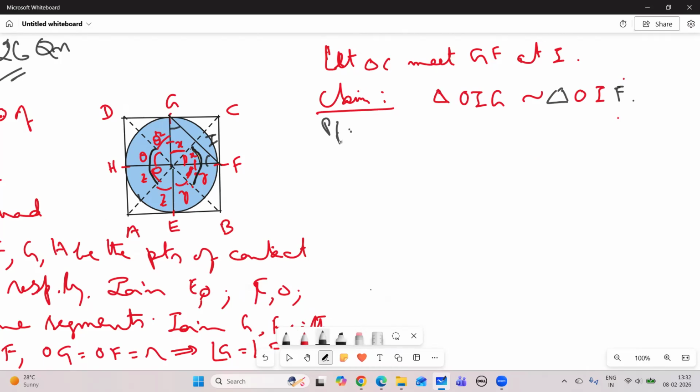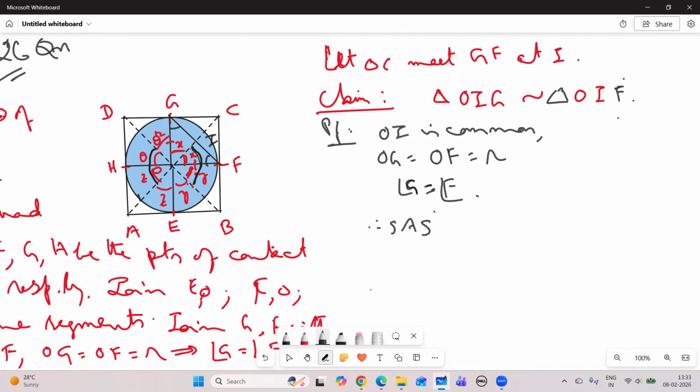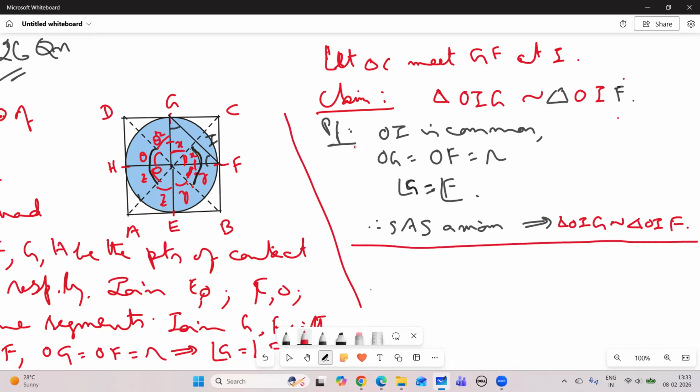Why? Because OI is common, and OG is equal to OF, equal to the radius, and angle G is equal to angle F. Two sides and the included angle are equal, therefore by the SAS axiom, triangle OIG is similar to triangle OIF. That completes the claim.